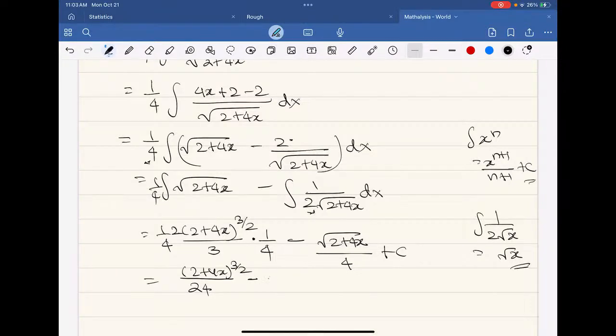Now this is minus square root of 2 plus 4x by 4 plus c. This should be our answer, right? 2 plus 4x to the power 3 by 2 by 24 minus, yeah. Let's check the answer.